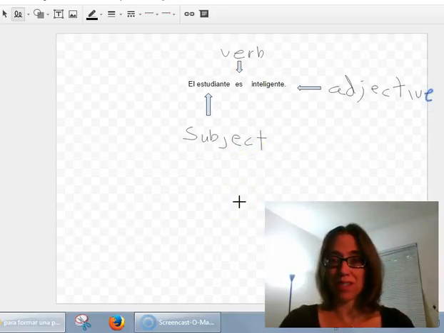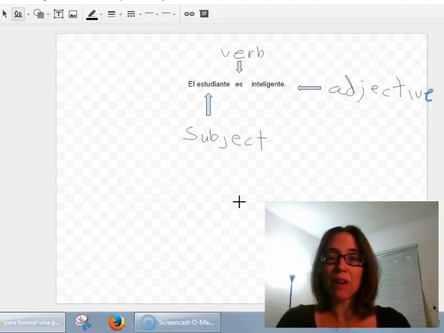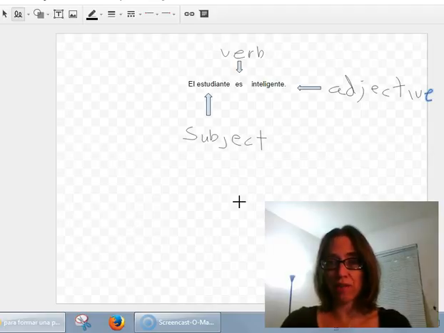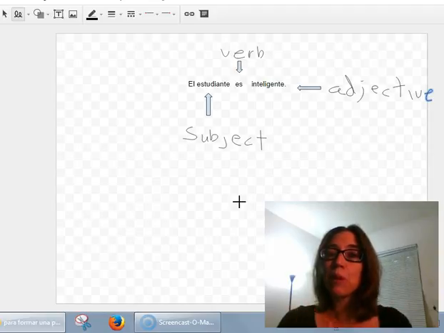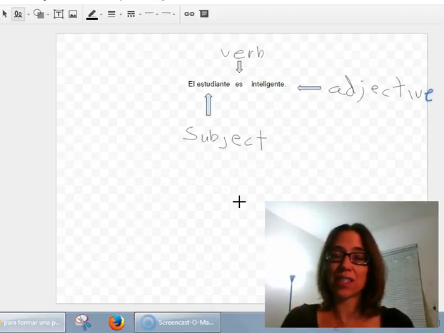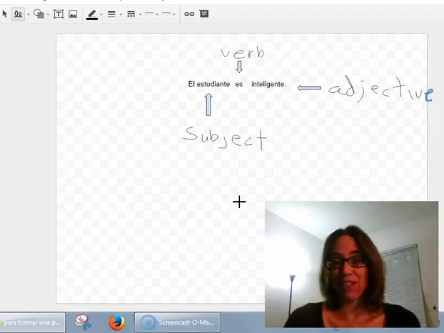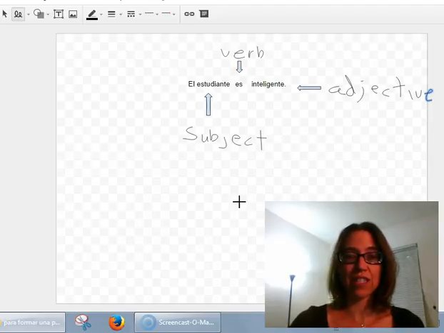Now, why is this important? When we are making a statement, the subject will always precede the verb, and then extra information comes along, in this case the adjective. But when we want to ask a question, so instead of stating that the student is smart or intelligent, maybe I want to find out, is the student smart or intelligent?